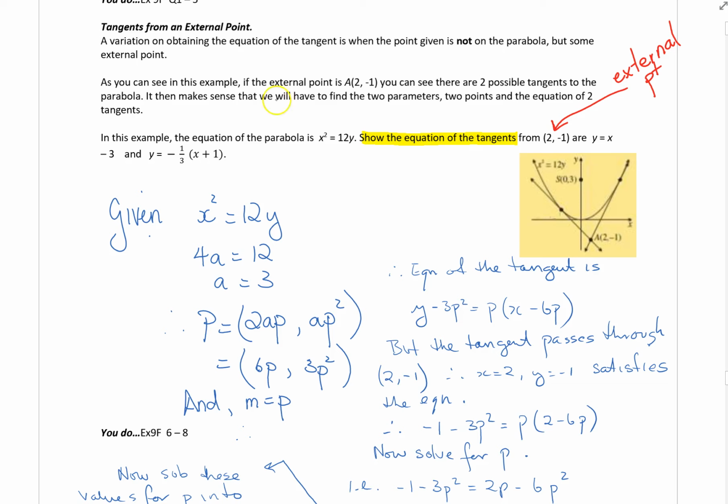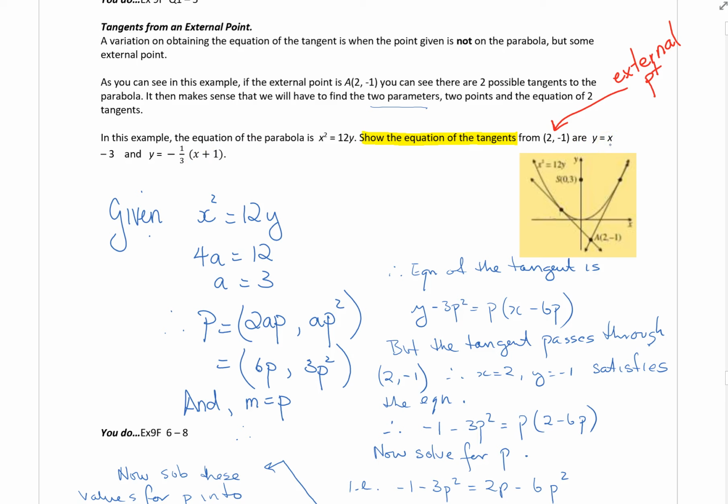Okay, as you can see in this example, for the external point 2, minus 1, there are 2 possible tangents. We'll have to find 2 parameters, and the 2 points. Once we've got the parameters, we can sub into our equation for the tangents to show, in this case, that the equation of the tangents are y is equal to x minus 3, and the other tangent is y is equal to negative 1/3 x plus 3. So we can see that one tangent has a negative slope, the other tangent has a positive slope.